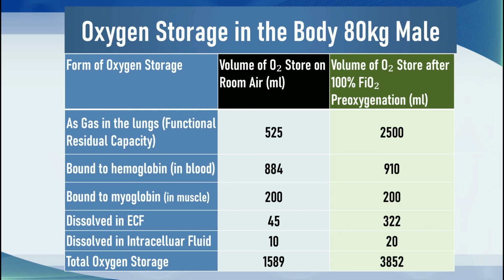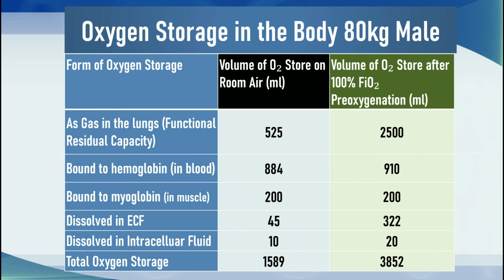And my calculation is that there is just shy of about 1,600 mils of oxygen stored in the body if everything just stops right now. But of course, everything doesn't stop. If you give a patient 100% oxygen, then the total oxygen content of the body just statically will increase quite dramatically up to 3.8 liters, and a significant proportion of this is in the functional residual capacity of the lungs. And that's important, and that's why we give patients 100% oxygen if we're worried about them becoming hypoxic during induction of anesthesia or intubation for any reason.